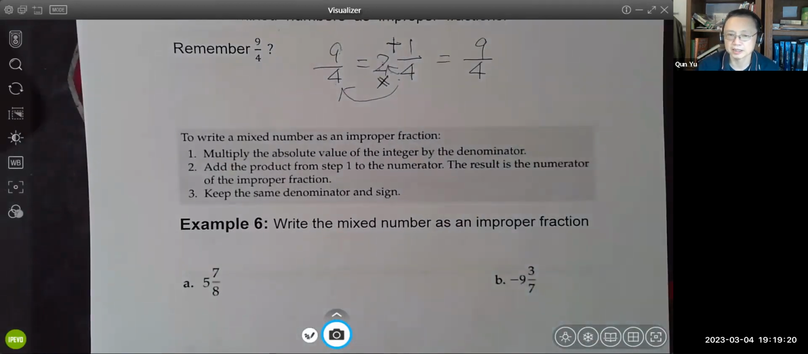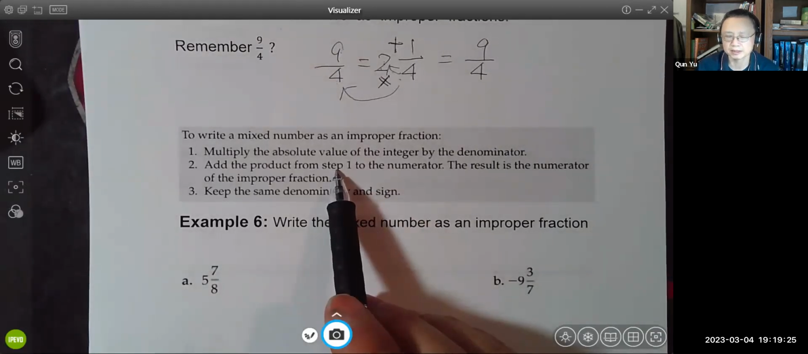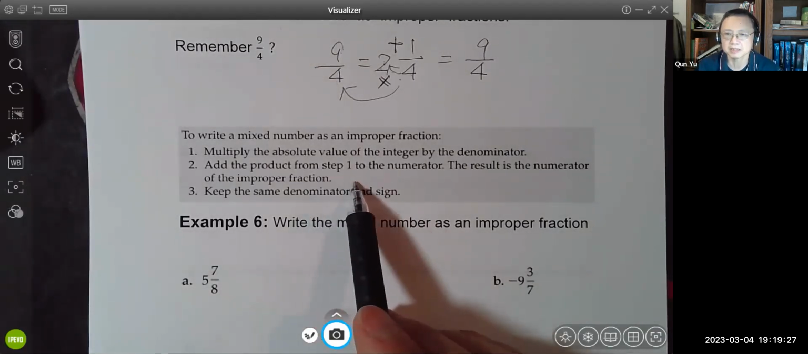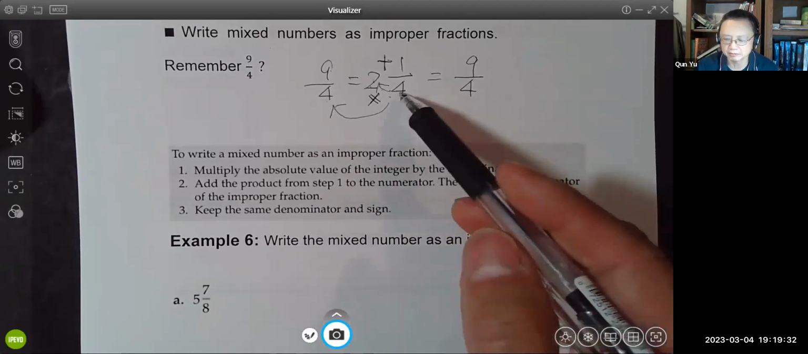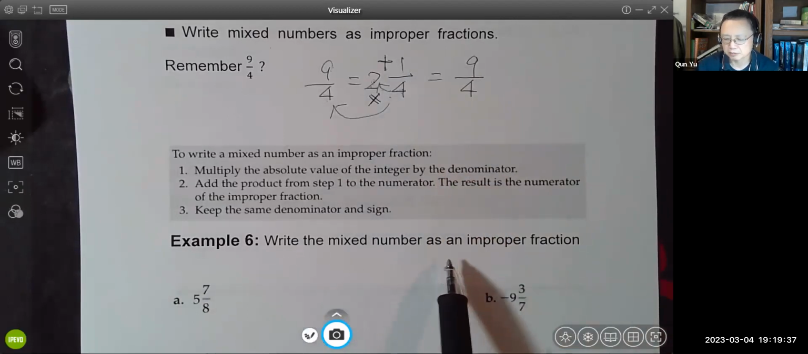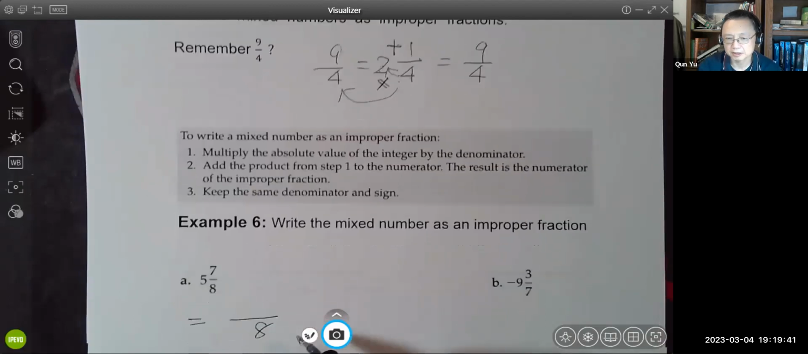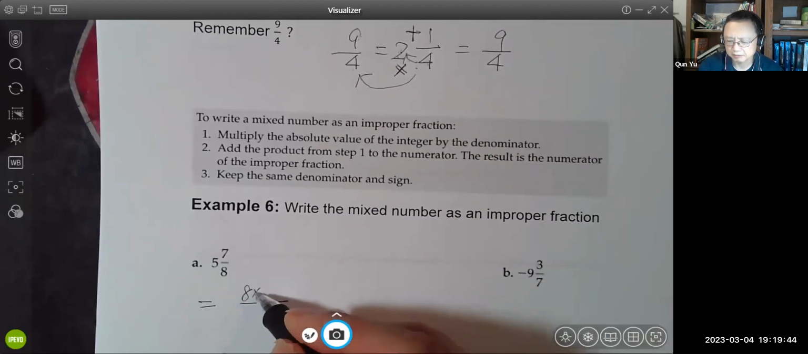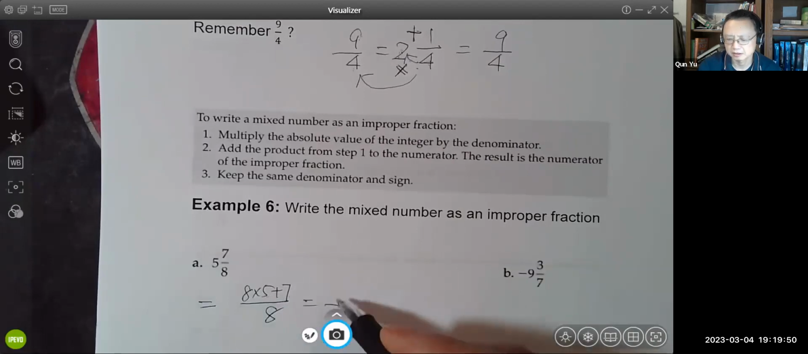Now let's look at our example 6. If you want to read the formal process description here, here's a description. But I'd rather do things in a more visual way. Multiply and add. Write the mixed number as an improper fraction. So let's do that. Keep 8 on the bottom. 8 times 5 plus 7, right? Multiply 8, that's 47. That's 47 over 8.